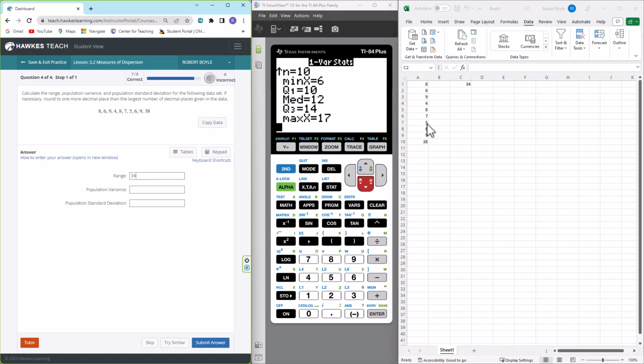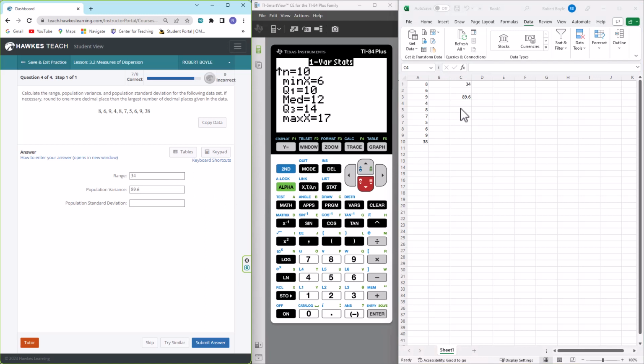Okay, for the population variance, just come down here, equals VAR, and now remember, population variance is going to be VAR point P. Okay, highlight the data set, close the parenthesis, hit enter, 89.6.